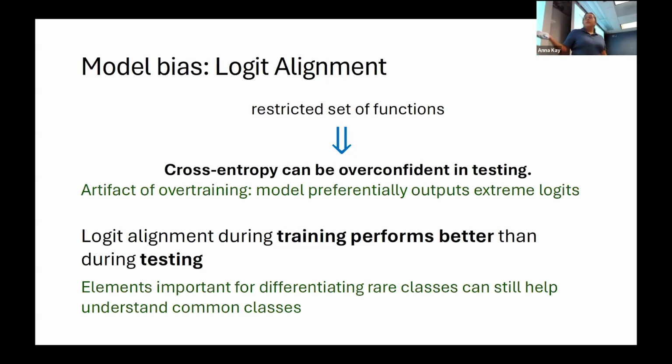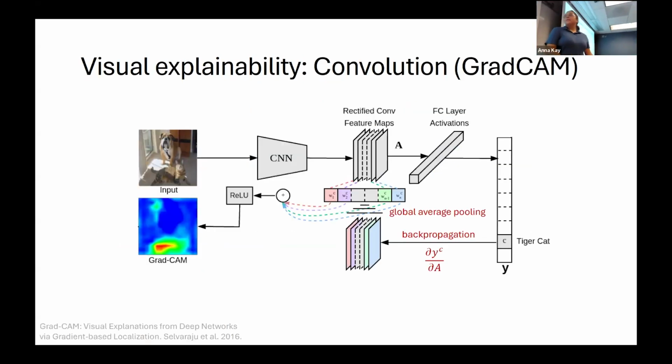And so if you consider this happening, then you try logit alignment during versus after training. Logit alignment during training performs better than after training. And this is also just to say that elements that are important for differentiating rare classes can still help you understand common classes. And that's why it's possible to improve accuracy on less frequent classes without significantly hurting the more frequent classes. All right, section 2, visual explainability.